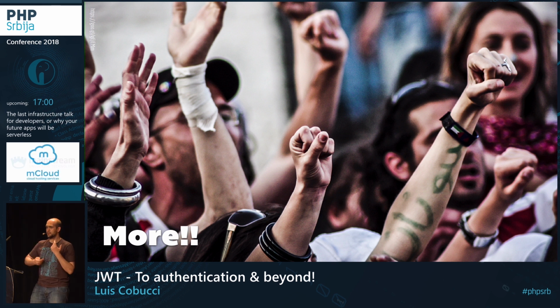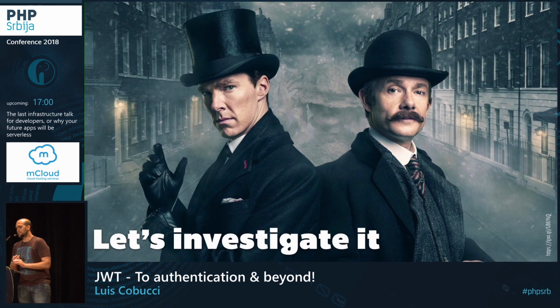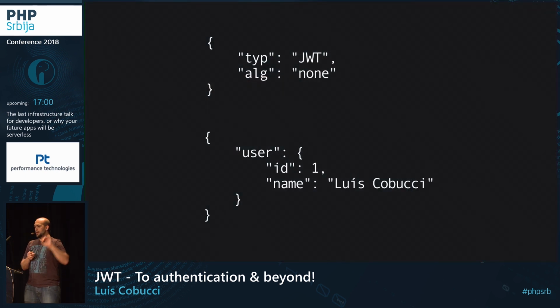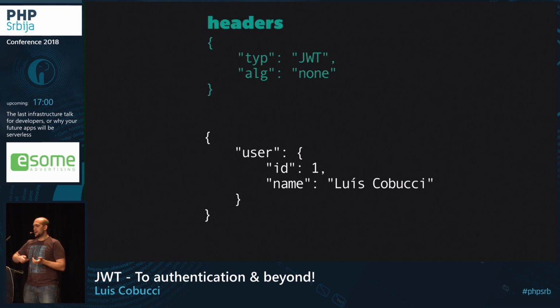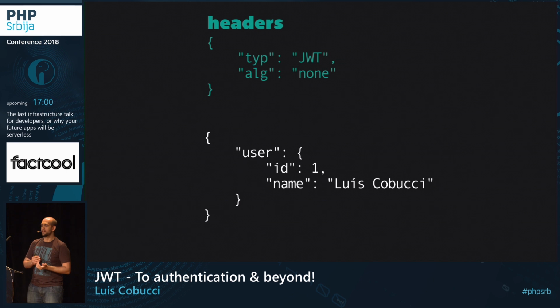But how does it really work? Essentially, the anatomy of a JSON Web Token looks like this. You have two parts. The headers are essentially metadata about the token itself. You have things like: this is a JSON Web Token, the algorithm that was used is, in this case, none, and you can put more information here, which is not really relevant to your application, but tells how the parser should interpret, decode and use the token.